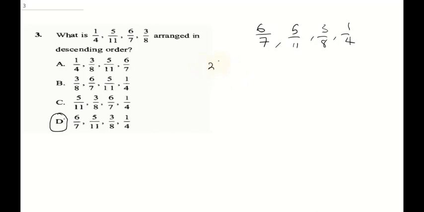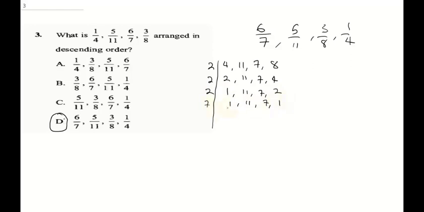So let's find the LCM of 4, 11, 7, and 8. So 2 into 4 is going to give us 2. 2 into 11 is 11. This will be 7, and this will be 4. So 2 here is going to give us 1. This will be 11, this will be 7, and this will be 2. 2 here will be 1, 11, 7, and this is going to be 1. So I think 7 can go. This is 1, 11, this is 7, and this is 1. And 11, 1, 1, 1, 1. So the LCM is going to be 2 times 2 times 2 times 7 times 11.